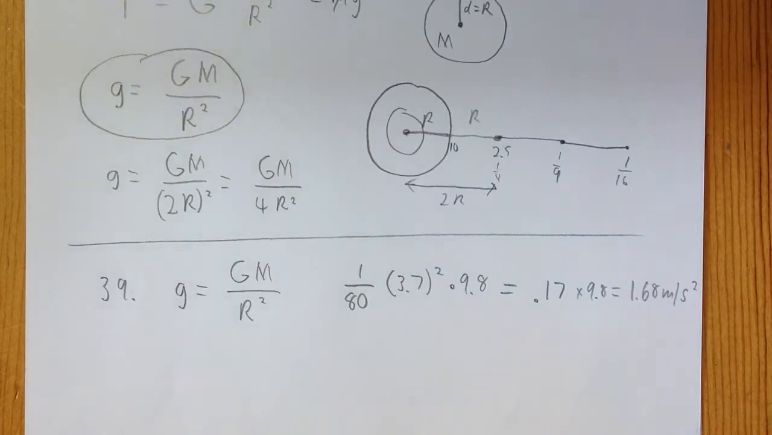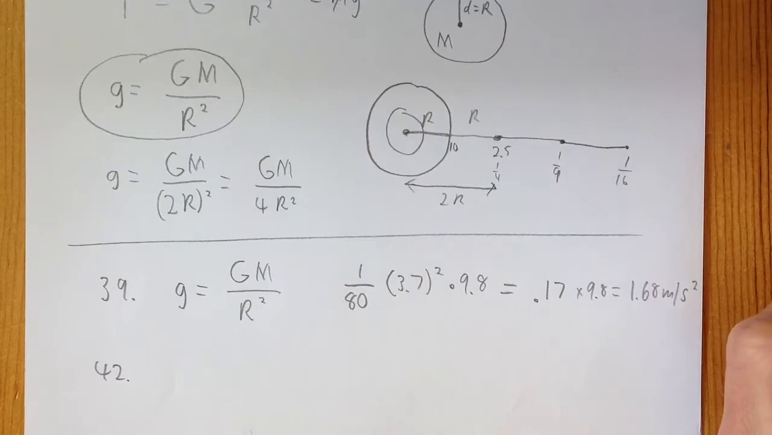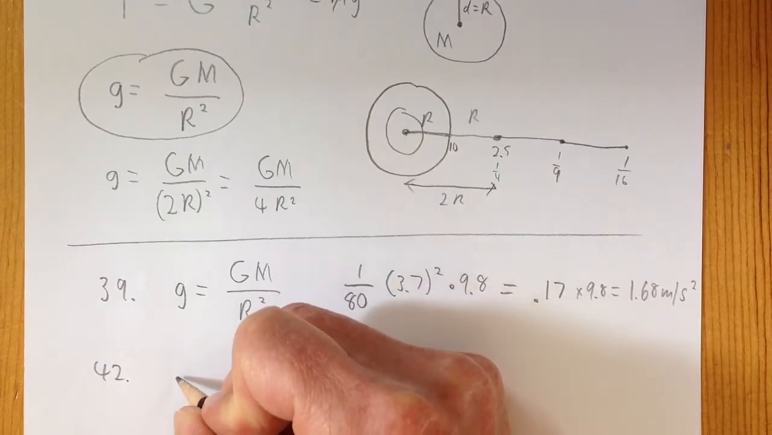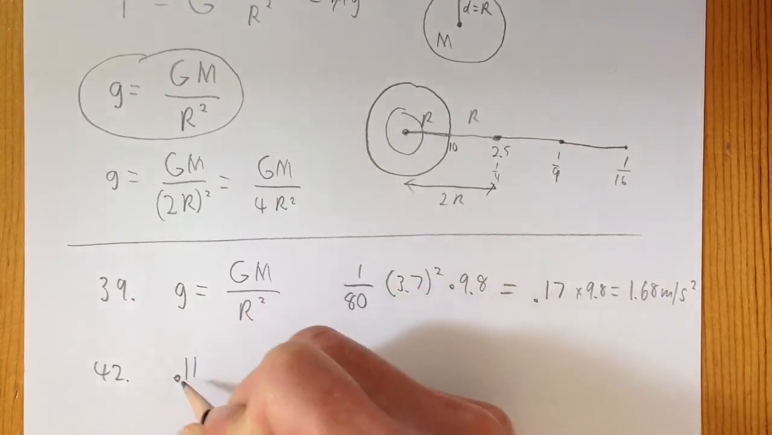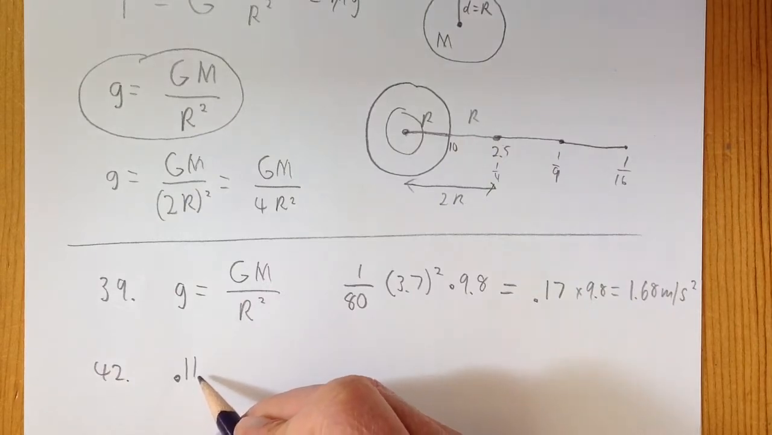A lot of these are ratios like that, right? Like number 42: what would the weight of a 1 kilogram mass be on the surface of Mars? They tell us the mass of Mars is 0.11 that of Earth, and its radius is 0.53 that of Earth. So right away on Mars, we know the mass is 0.11, so g is going to be 0.11 times weaker, less mass. The radius is 0.53.